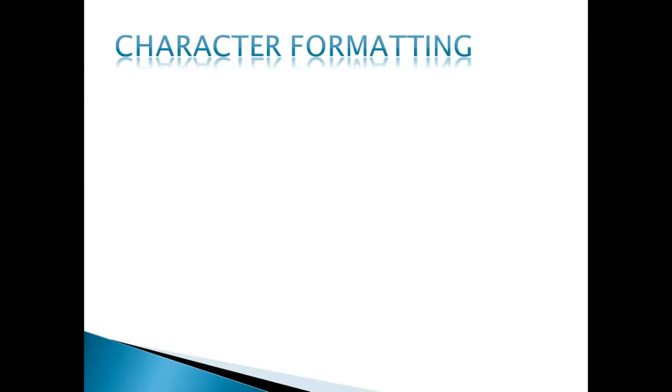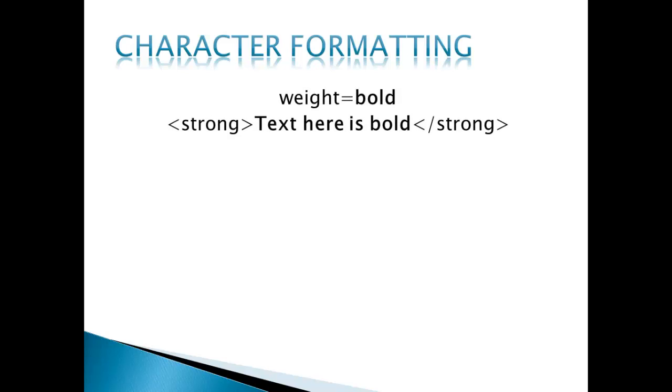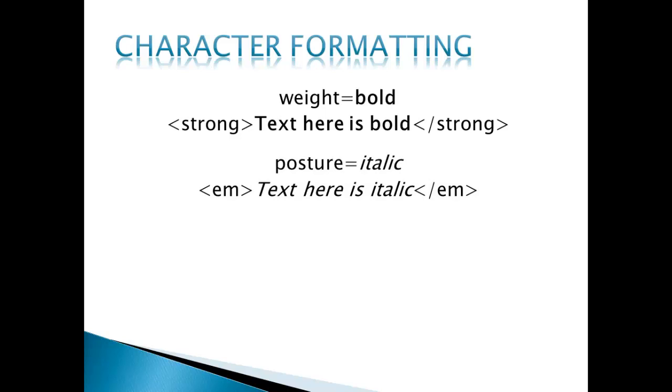Character formatting. HTML character formatting can affect text weight, posture, and decoration. Character formatting is used for emphasizing words or short sections of text. Weight would be bold, and the tag you would use is strong. The next one is posture, which will give you an italic type. The tag here is EM. And the last one is decoration, which will give you an underline.